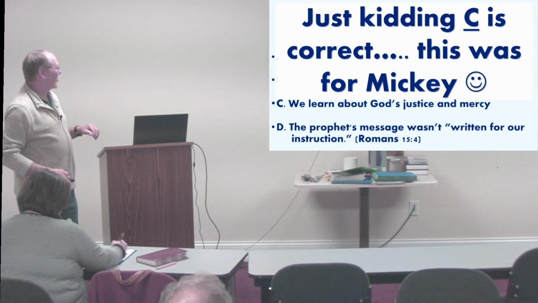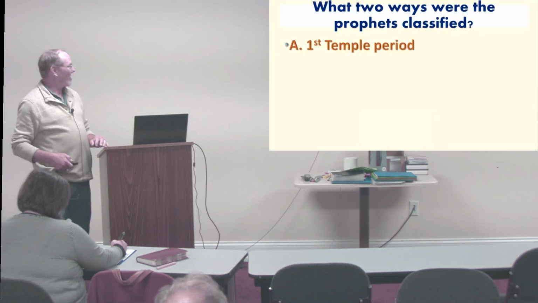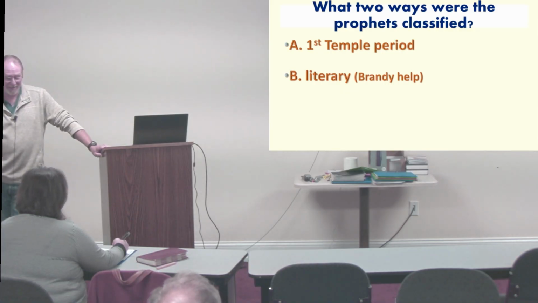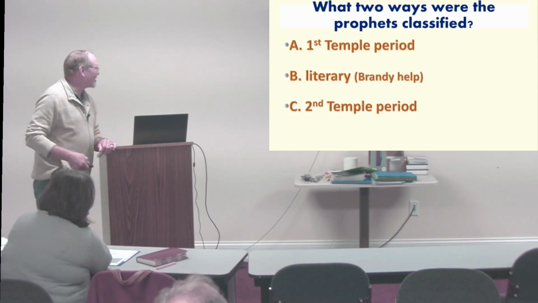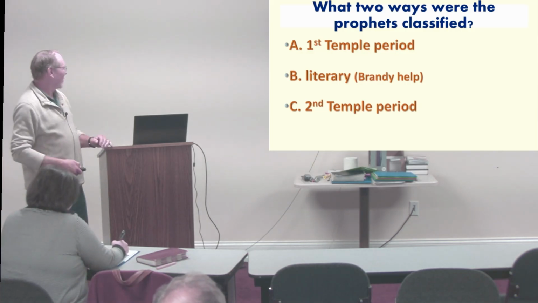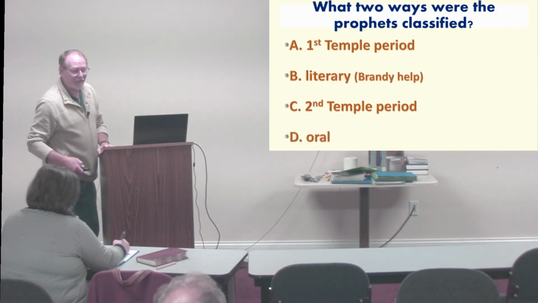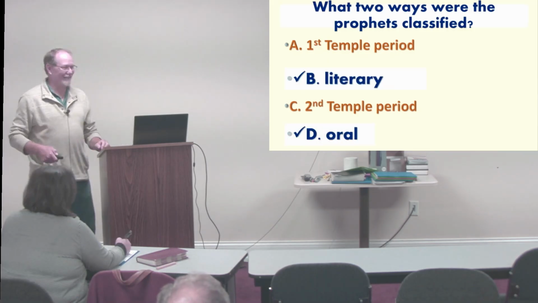And then lastly, I think this one's a tricky question. What two ways were the prophets classified? First temple period. Oh, literary. Second, I couldn't pronounce that word very well, so Brandy helped me. Second temple period or oral? And the answer was B and D.